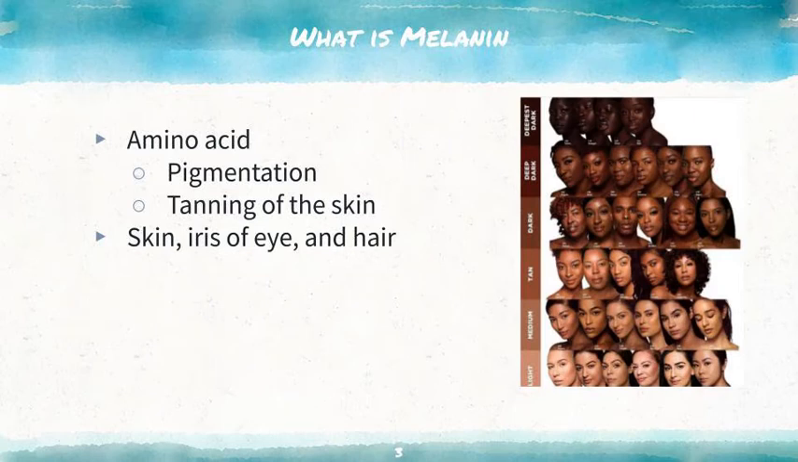So when you first think about the appearance of someone, the first thing that you notice is their skin color. The different shades and different tones of skin color are caused by an amino acid called melanin. This is something that your body naturally produces, and it controls the pigmentation and the tanning of the skin. Melanin is also responsible for the pigmentation of the eye color and hair color.